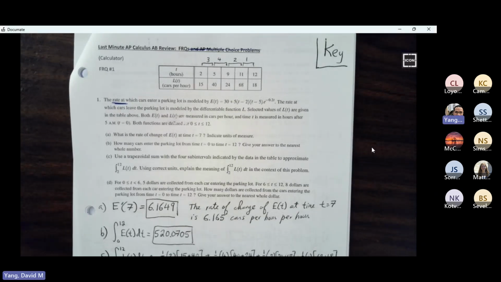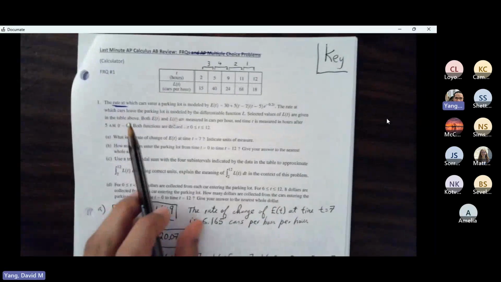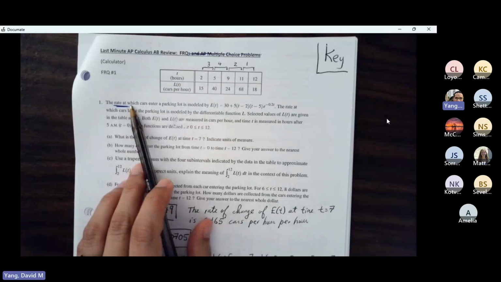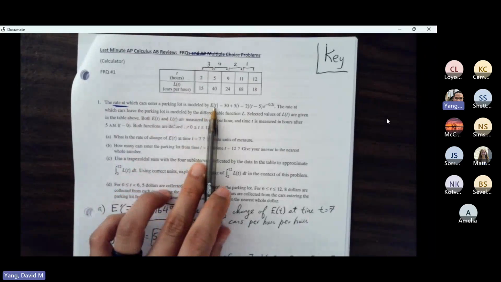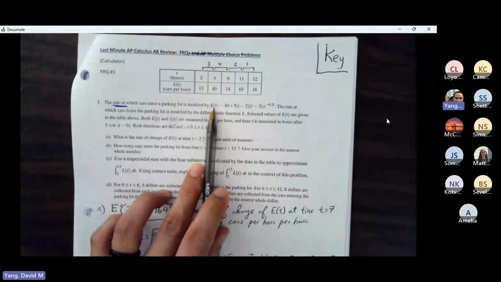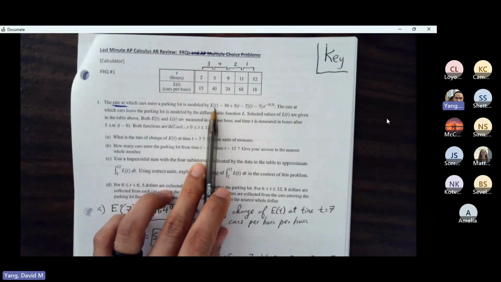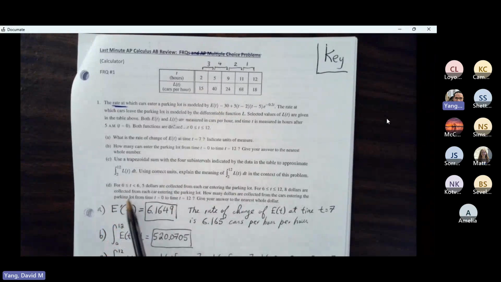So part A, what is the rate of change of E of T at time T equals 7? Indicate units of measure. So we know that E of T is already a rate. So it's asking for the rate of this E of T. So we know we have to get to something that is derivative related. This is not a table, this is the function, so we can actually find the exact rate of change. We can do E prime of 7.